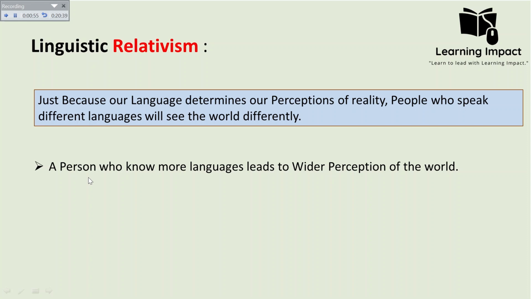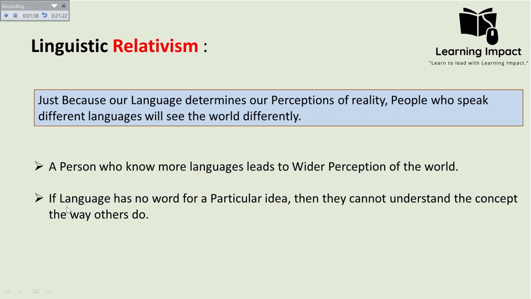As a Pakistani, my native language is Pashto, and I know Urdu because it's the official language of my country, and I also know the English language. So if a person knows more languages, according to the Sapir Whorf hypothesis, it will lead to a wider perception of the world, because I am now able to understand how the people who speak Pashto perceive things, how the people who speak Urdu perceive things, and also the English speakers. So the speakers of different languages see the world differently, and people who speak different languages have the opportunity to have a wider perception of reality.